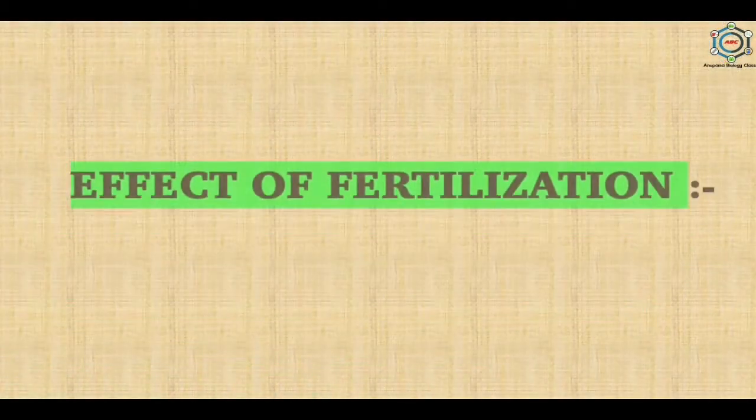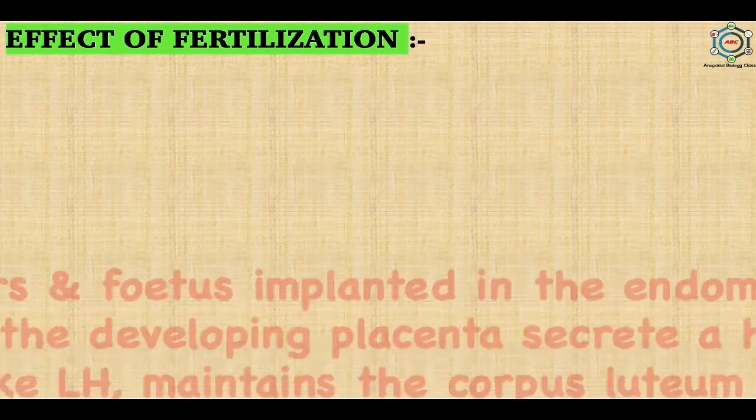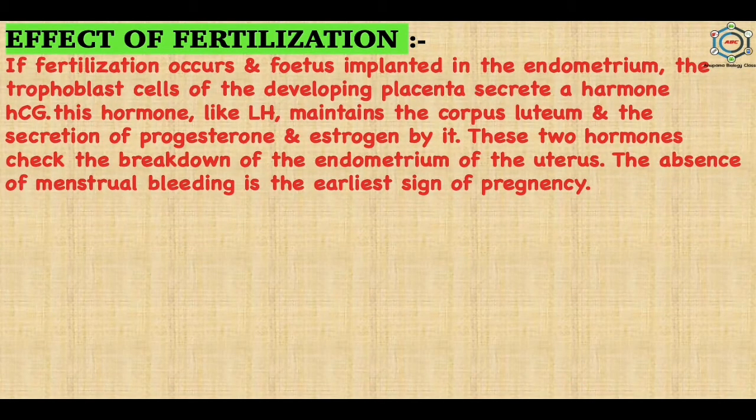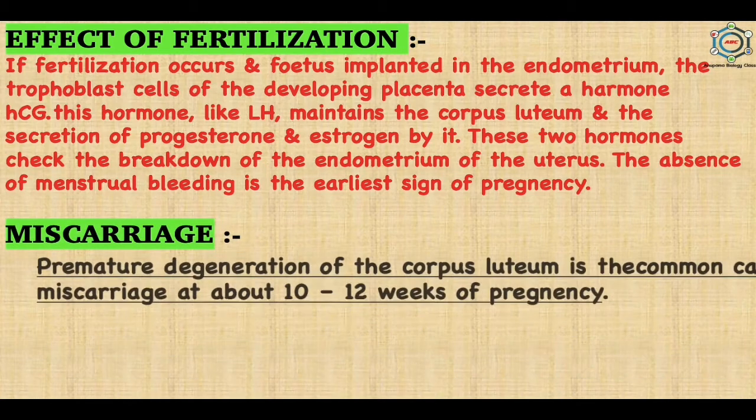Now, the effect of fertilization. If fertilization occurs and the embryo is implanted in the endometrium, the trophoblast cells of the developing placenta secrete a hormone that is known as HCG, human chorionic gonadotropin. This hormone, like LH, maintains the corpus luteum and the secretion of progesterone and estrogen by it. These two hormones check the breakdown of the endometrium of the uterus, and the absence of menstrual bleeding is the earliest sign of pregnancy.